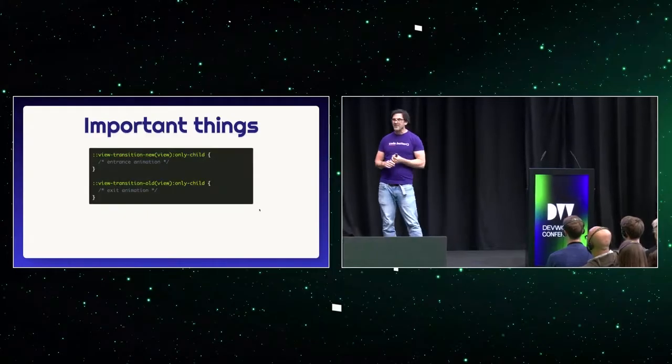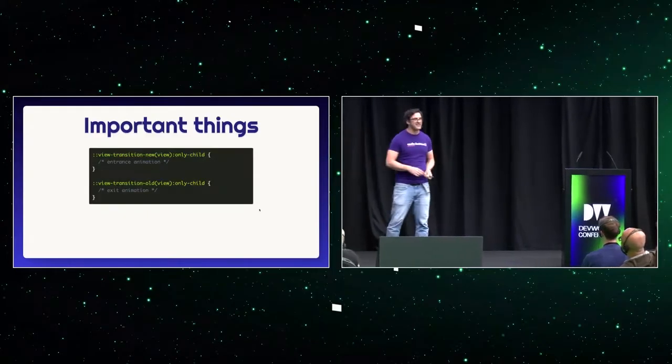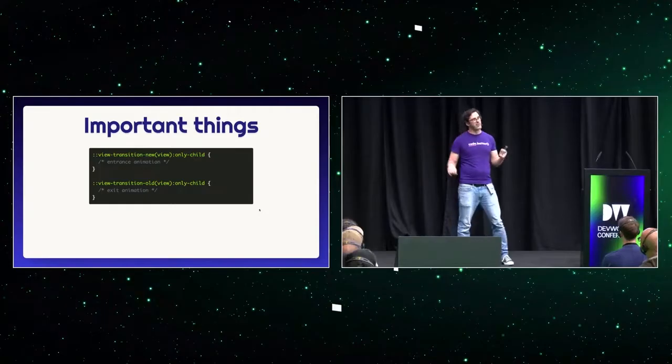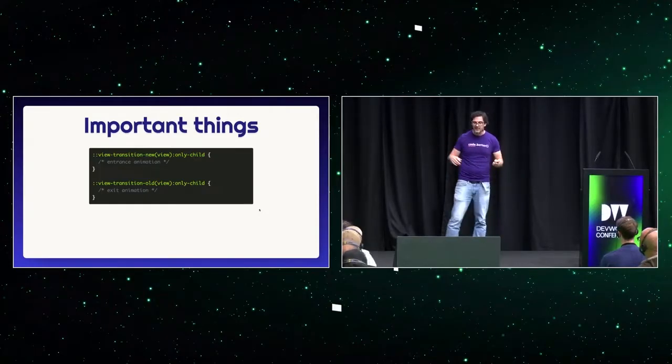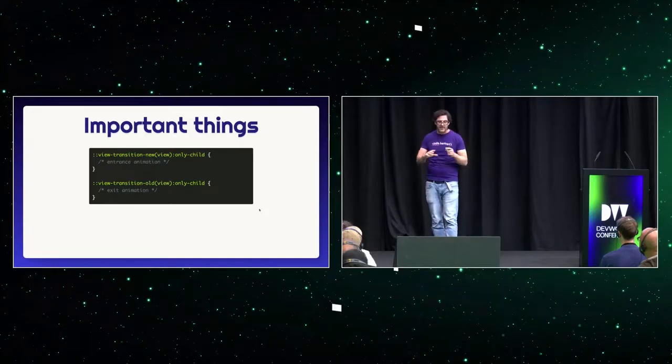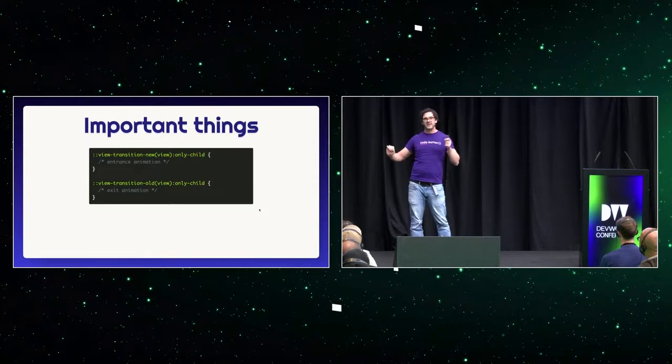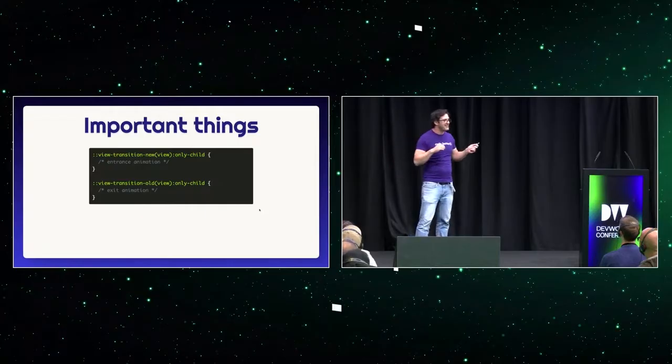First up, you can do entrance and exit animations. If you have an element that is not previously on the page and then entering the page, we can provide an entry animation for it using only-child on the view transition new. And if an element is exiting the page, we can do an exit animation using the view transition old and only-child. I think it's cool. I don't have a demo for that though.